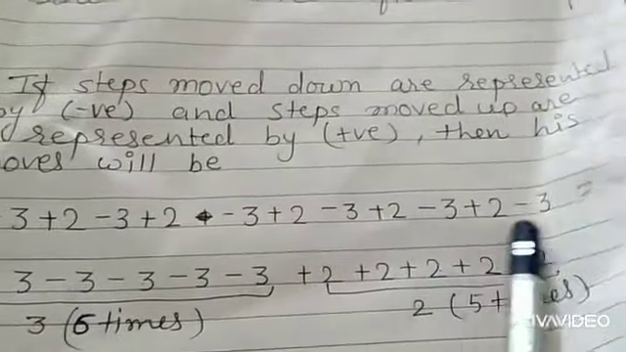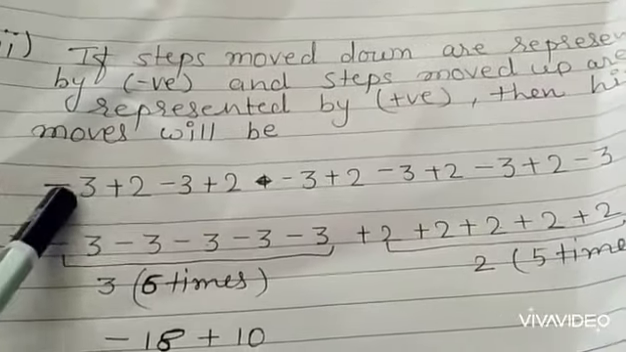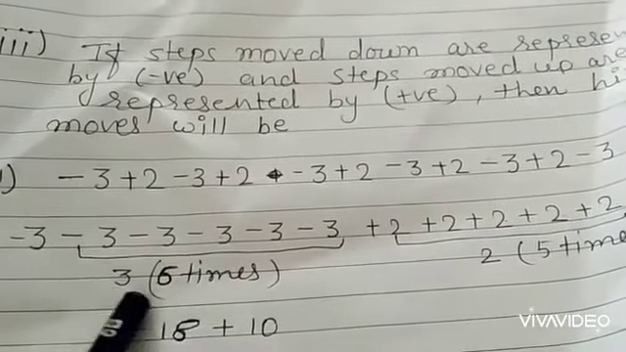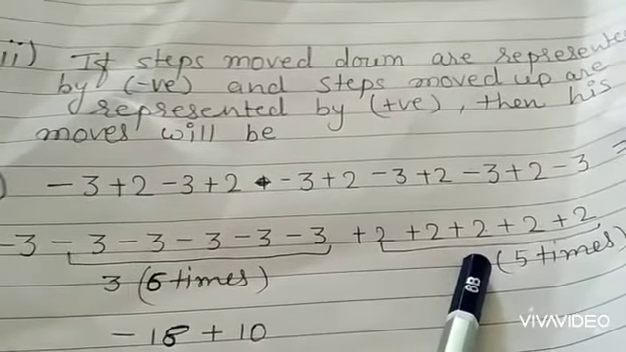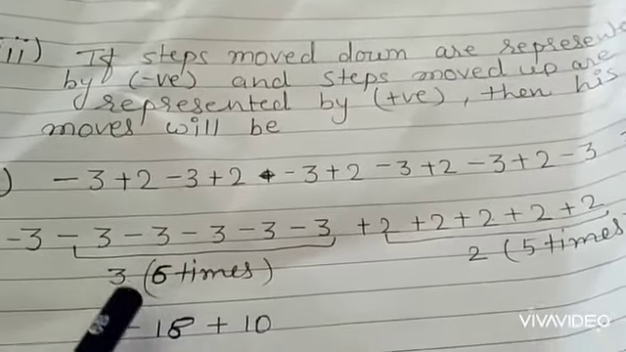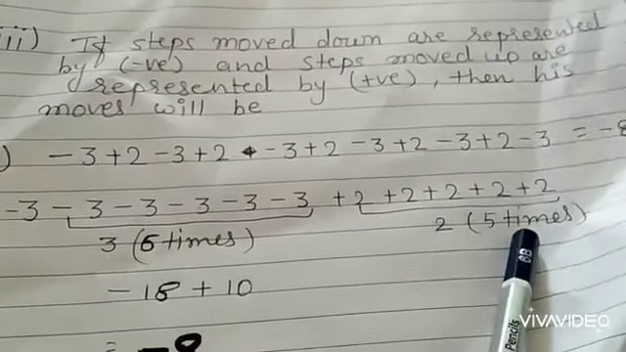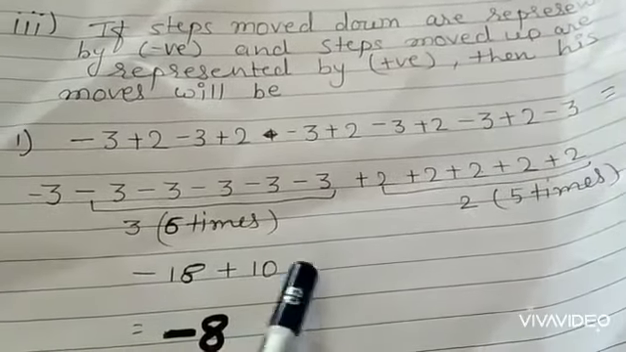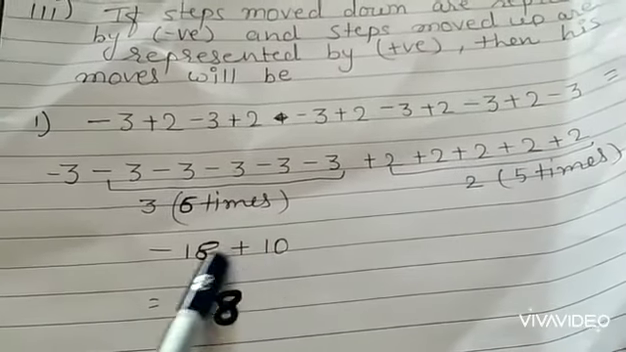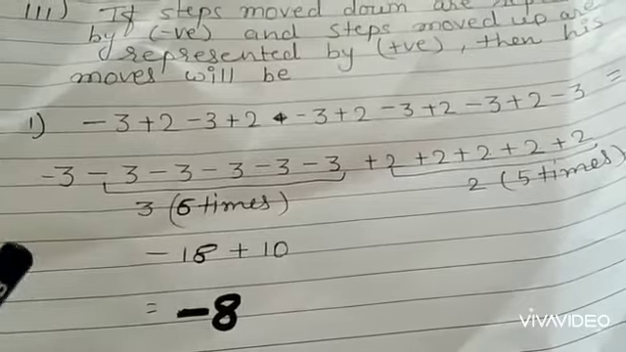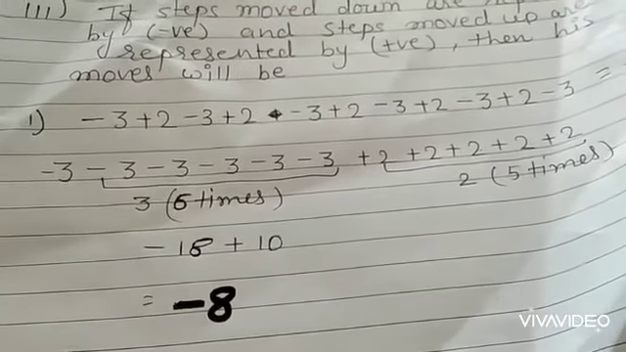Now here we have to do the addition of all these. So minus 3 how many times are there? They are 6 times. And plus 2 how many times are there? They are 5 times. So minus 3 six times will be minus 18, and plus 2 five times will be plus 10. Minus 18 plus 10 is minus 8. So this represents our answer, minus 8. Similarly, with this step we can do the other one.